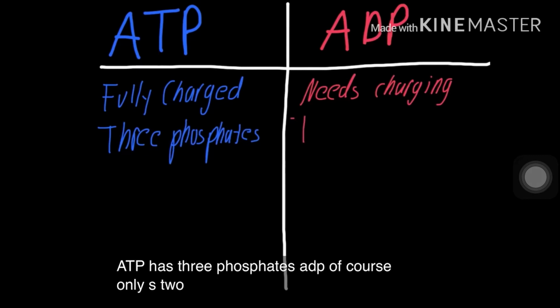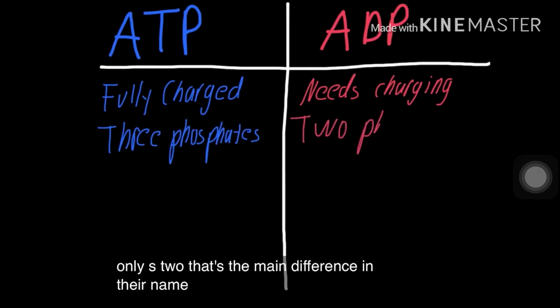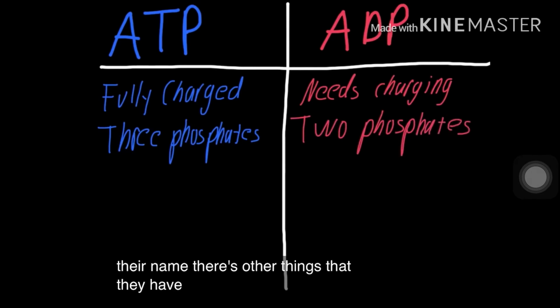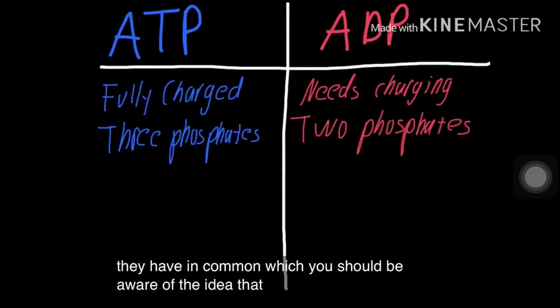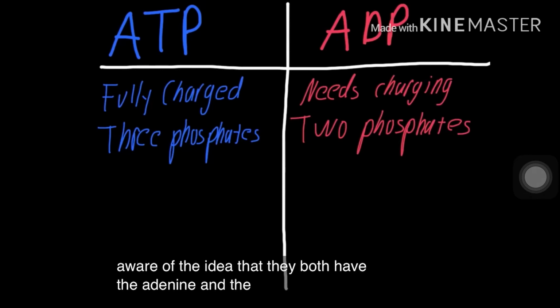ADP, of course, only has two. That's the main difference in their name. There's other things that they have in common, which you should be aware of, the idea that they both have the adenine and the ribose in their general structure.